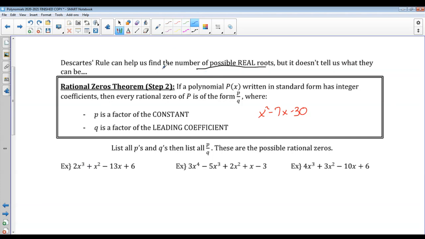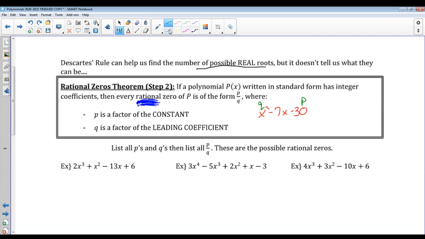So the rational zeros theorem is the next thing we're going to do in this process. If a polynomial p of x is written in standard form and has integer coefficients, then every rational zero, again, rational, not quadratic formula, not radicals, is in the form p over q, where p is a factor of the constant. I jotted a little easy example here. That would be the p, and q are the factors of the leading coefficient.